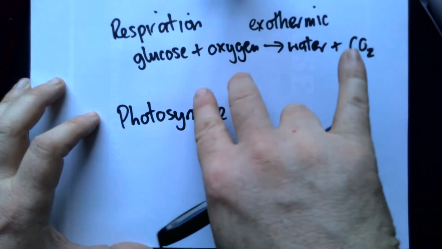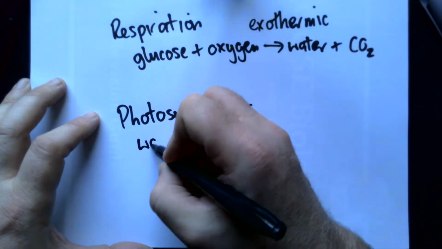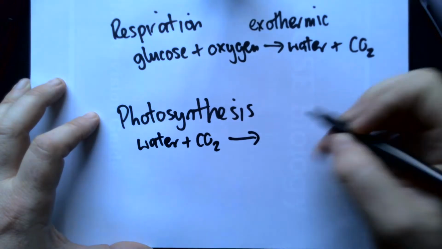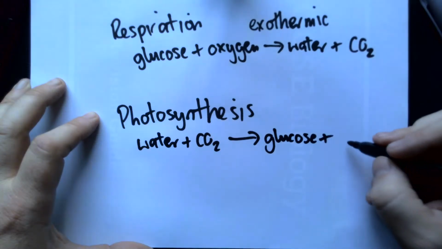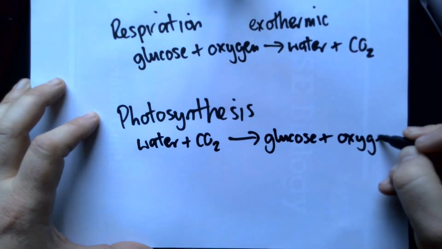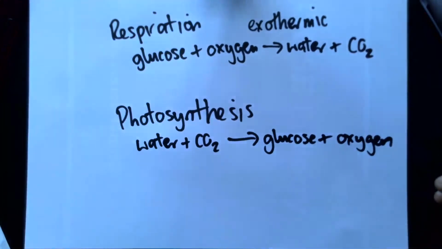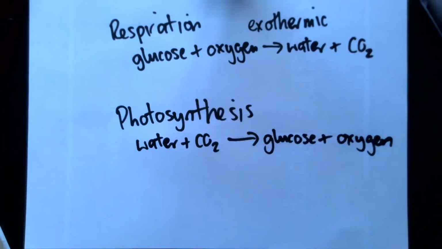Photosynthesis is the opposite. We've got water and CO2, and that makes glucose and oxygen. Now, I want to just stress something that's really important when it comes to plants. I want to just discuss these two briefly when it comes to plants.